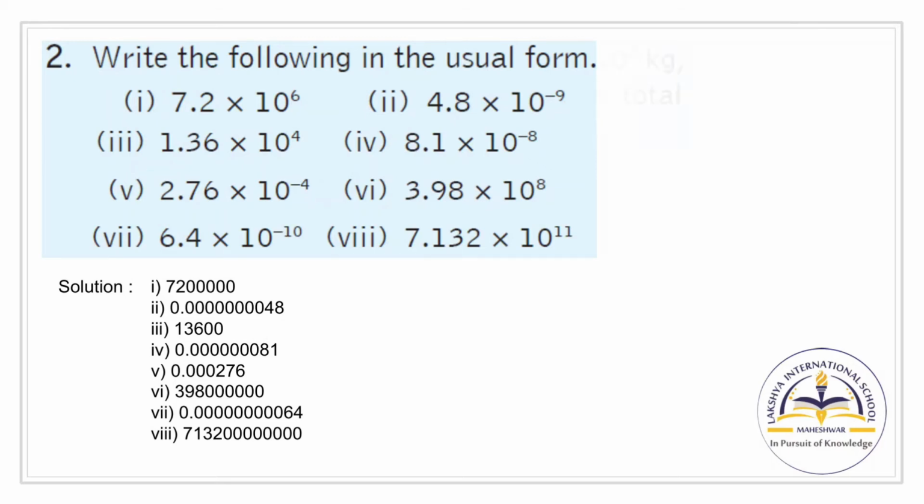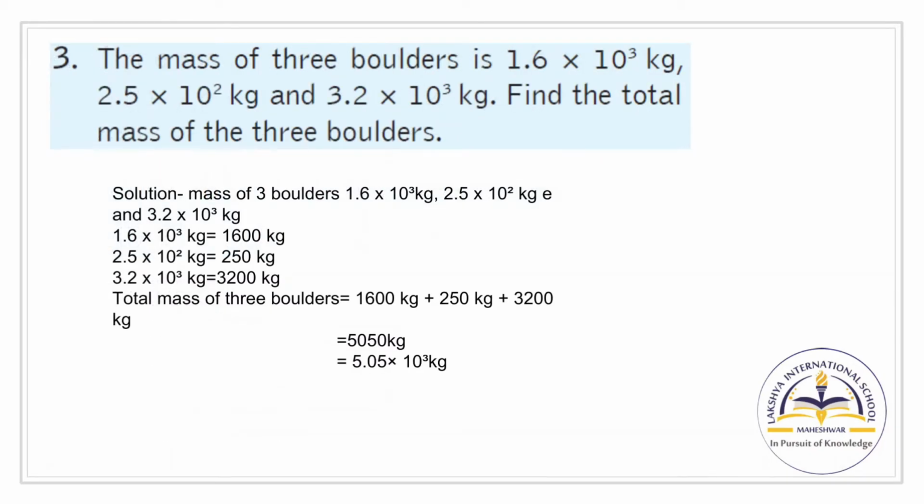Practice this question. Now question number 3, the mass of 3 boulders is 1.6 into 10 to the power 3 kilogram, 2.5 into 10 to the power 2 kilogram, and 3.2 into 10 to the power 3 kilogram. Find the total mass of 3 boulders. First we will convert them into usual form. They are in the standard form, so first we will convert them into usual form.